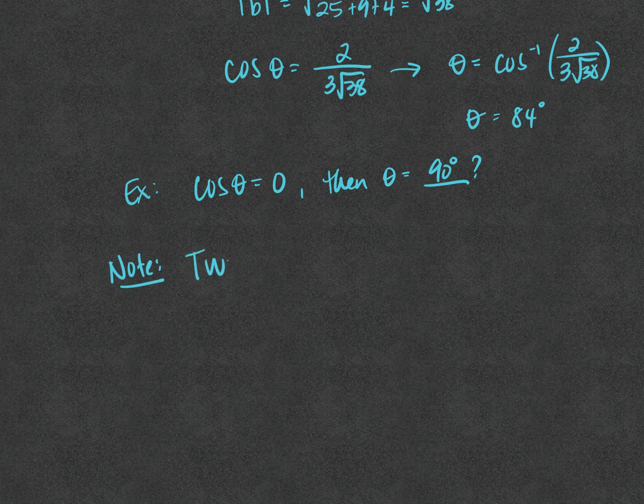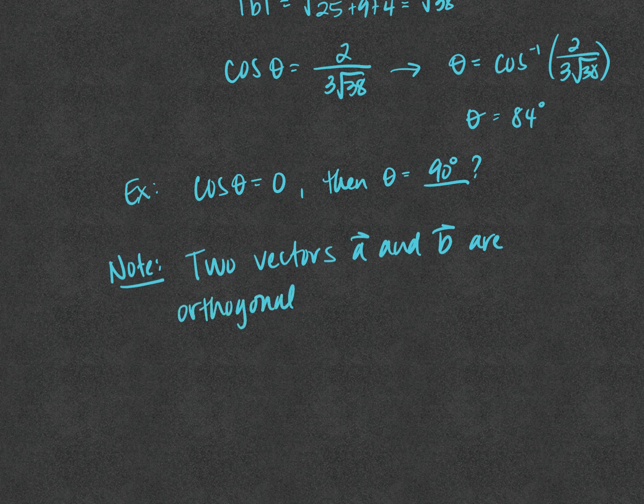Note: two vectors A and B are orthogonal. That's an interesting term. I don't know that you've ever seen it before. We use it a lot in higher mathematics. Are orthogonal if and only if A dot B equals 0. By the way, if and only if is abbreviated IFF in higher mathematics.